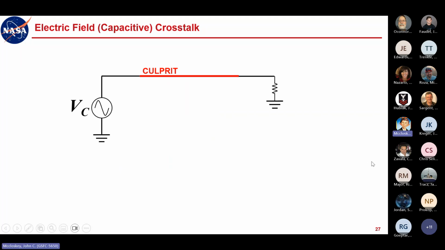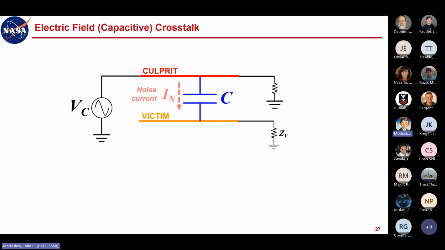So electric field is synonymous with capacitive crosstalk. Basically, you have a culprit conductor and a victim conductor, and any two conductors anywhere in space will have capacitance between them. You have no choice in the matter. Mother Nature says so. It's just a matter of degree. And that capacitance will allow a displacement current, a noise current, to flow between the conductors.